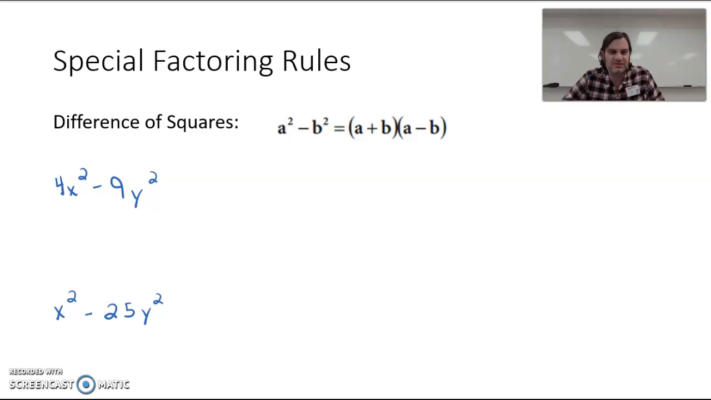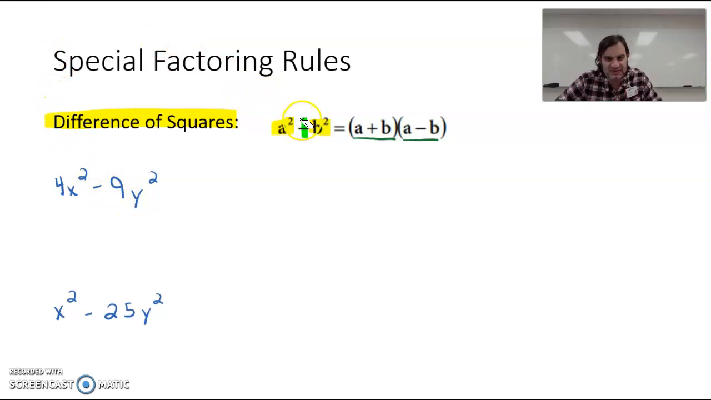The first one I want to go through is called the difference of squares. This works if you have two perfect squares subtracted. If you have two perfect squares added, it does not work. So if we have just two terms, and we can write each as a perfect square, a squared minus b squared, then we can factor that into a plus b times a minus b. And you could multiply the a plus b times a minus b back together, collect like terms, and see what happens. It's the same thing.